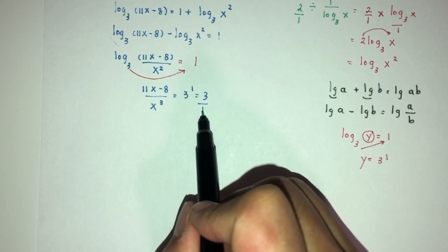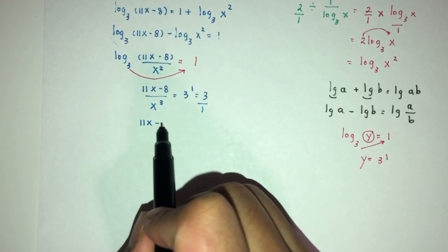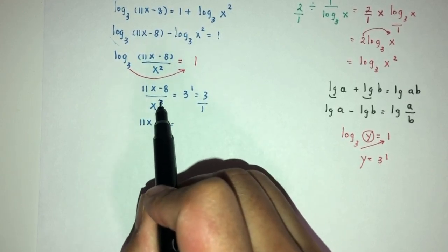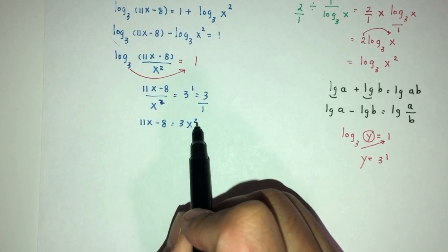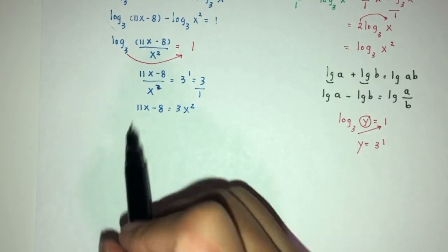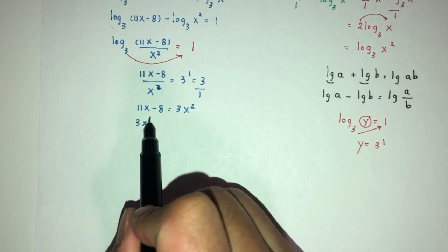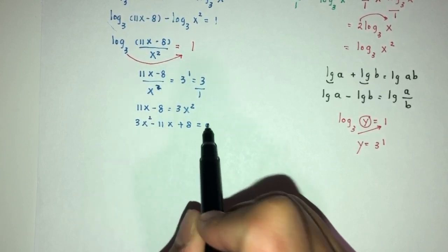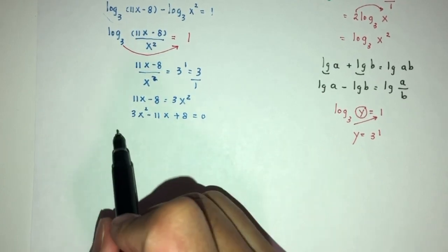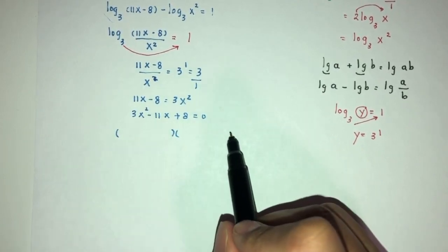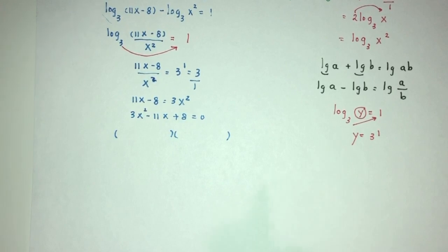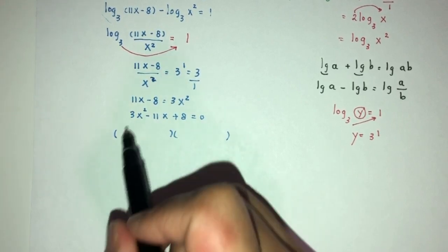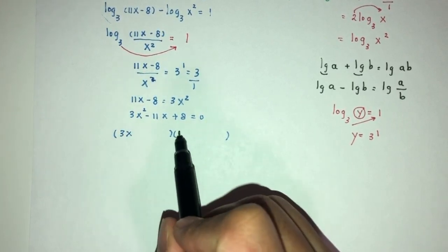Now we cross multiply. You will have 11x minus 8 equal to, this is square obviously, 3x squared. Send everything to one side. You will have 3x squared minus 11x plus 8 is equal to 0. So let's try to factorize this. Now again, factorization, if you can factorize, you can always use your formula, right? That will be 3x times x.